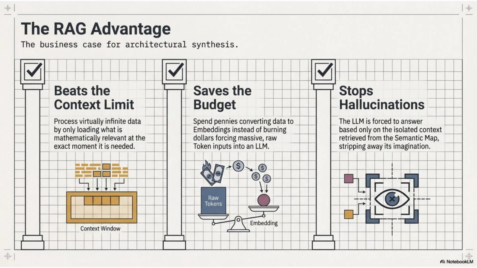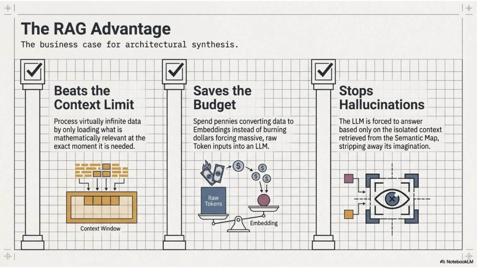Why does RAG matter so much? This slide lays out the 3 pillars of the RAG advantage. First, it beats the context limit. You can process virtually infinite data by only loading what is mathematically relevant at the exact moment it's needed. You're no longer constrained by the size of your context window.